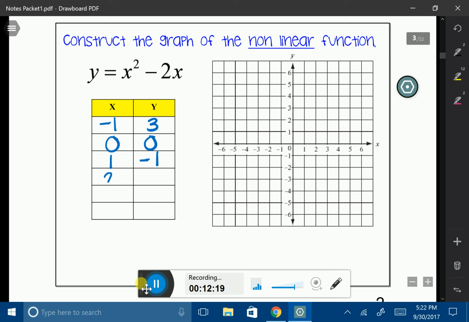2, 0. I'm just going to keep on scrolling down here. Looks like I have 3, 3. And I'll put one more on there. Actually, this one's not even going to fit. You can see 4, 8. Even if I put it there, it's not going to fit on my coordinate plane.